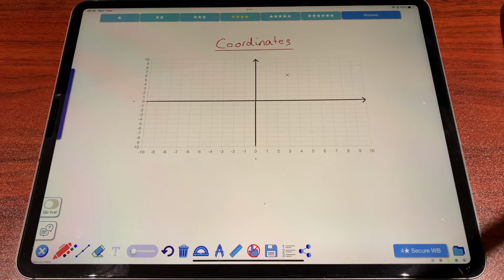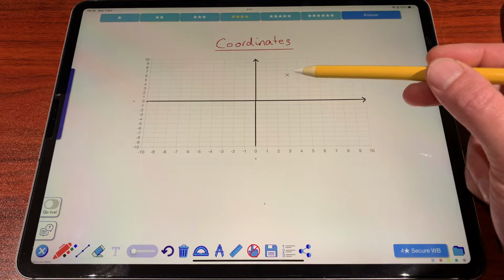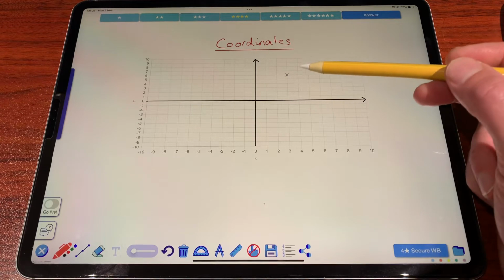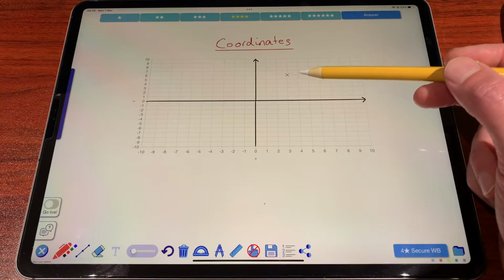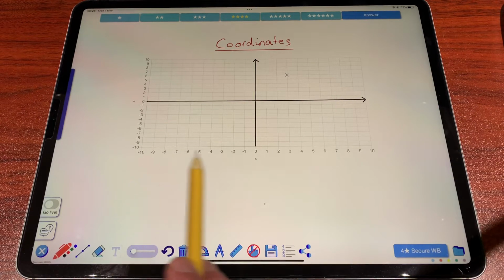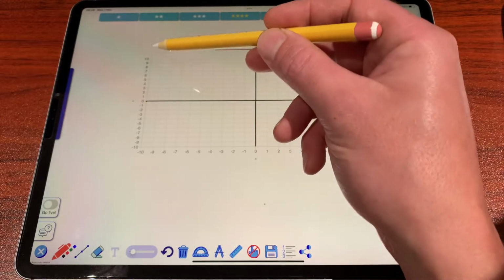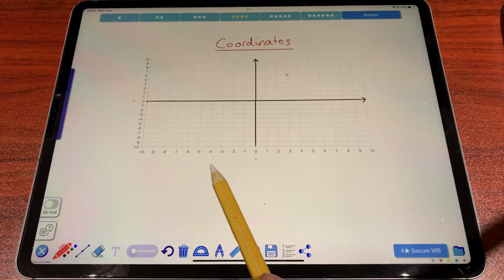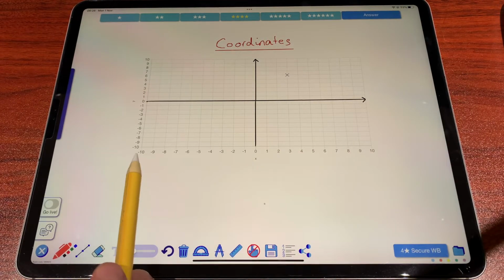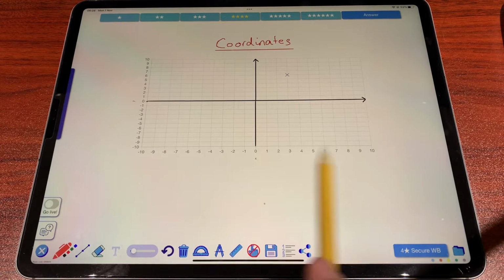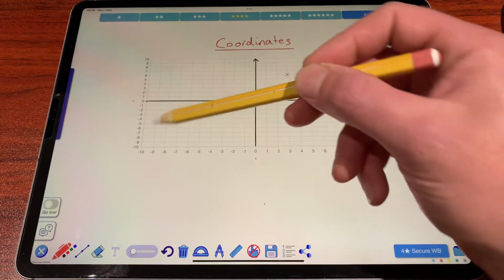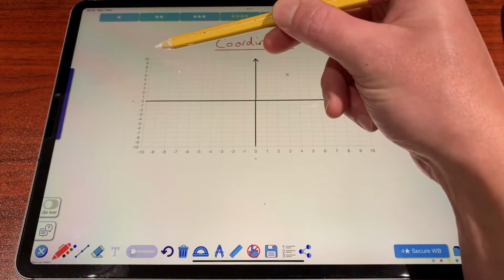In this video, we're going to be taking a look at the topic of coordinates. Here you can see I've got a point marked in 2D space. In order to describe the position of a point, we need to use our axis. I have two axes, my x-axis and my y-axis. Both of my axes are number lines. Here you can see my x-axis goes from -10 to 10, and my y-axis goes from -10 to 10.